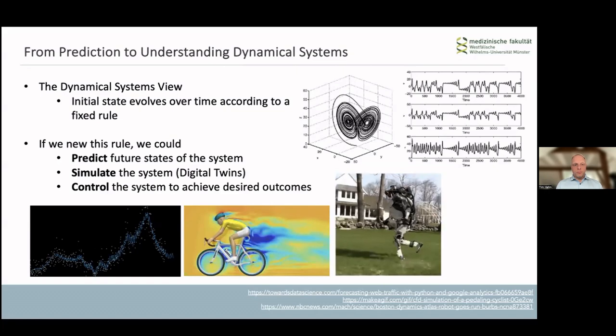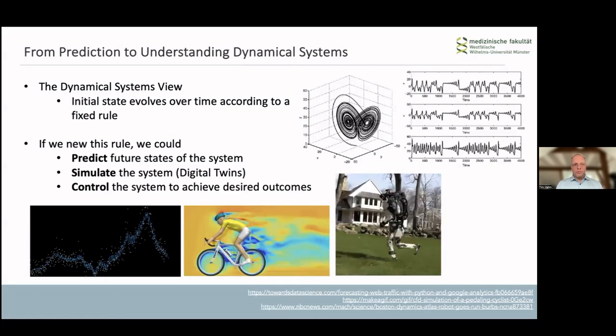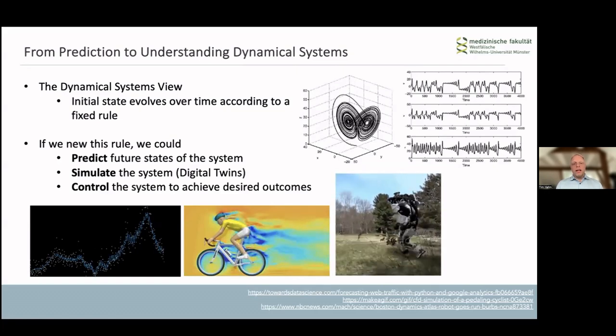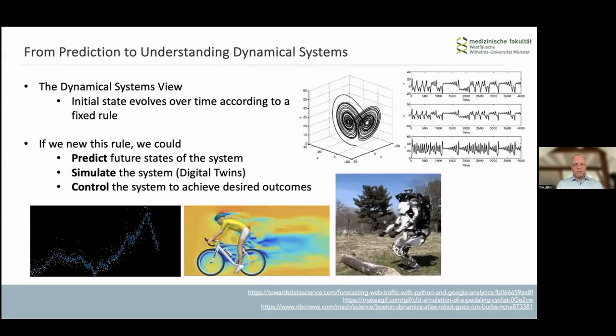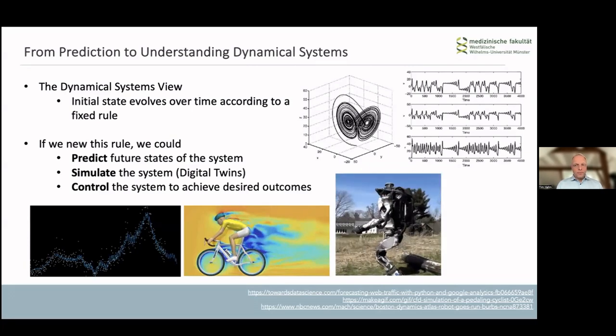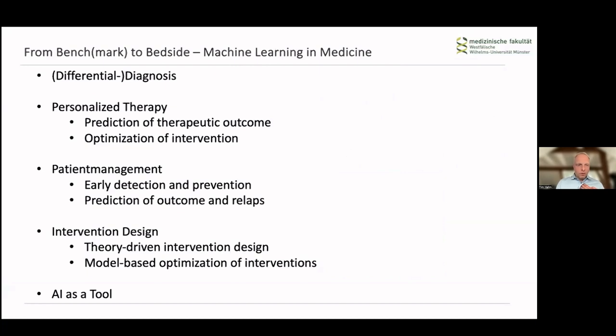First, we want to be able to make a prediction. Then we want a digital twin. We want to be able to simulate that system. And then we want to control that system, which in medicine we call interventions. So that's a very important view.